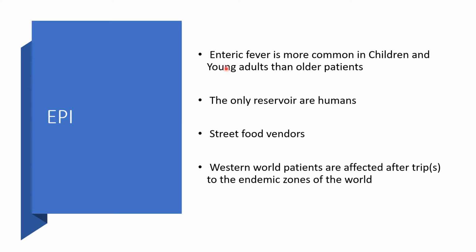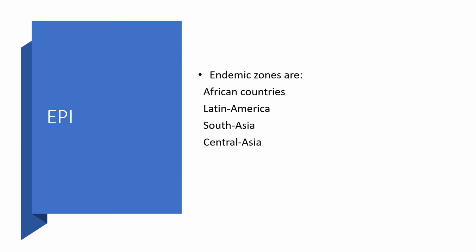Epidemiologically, enteric fever is more common in children and young adults than other patients. Why that? We'll know as we move on. The only reservoir known is human beings. Street food vendors are major spreaders. Western world patients are only affected after making trips to the endemic zones of the world. The endemic zones of the world are African countries, Latin America, South Asia, and Central Asia.